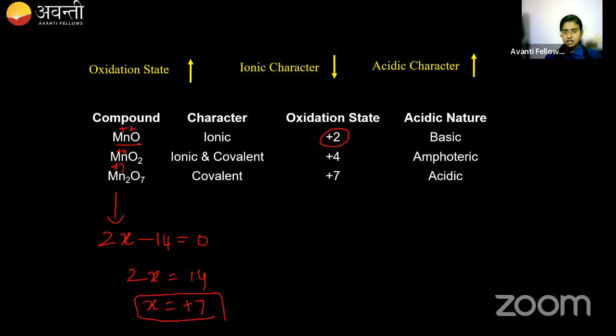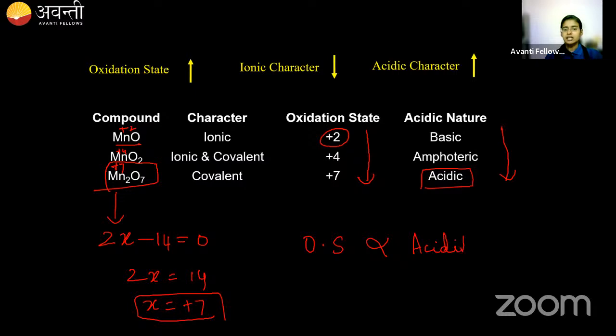So you see here, as the oxidation state increases, the acidic character also increases. So which compound is more acidic? Mn2O7 compound is more acidic in nature. So oxidation state is directly proportional to the acidic character, acidity. Okay. So the one which is having the least oxidation state is basic in nature, and in between is amphoteric. So what is meant by amphoteric? The one which can act as an acid as well as a base.